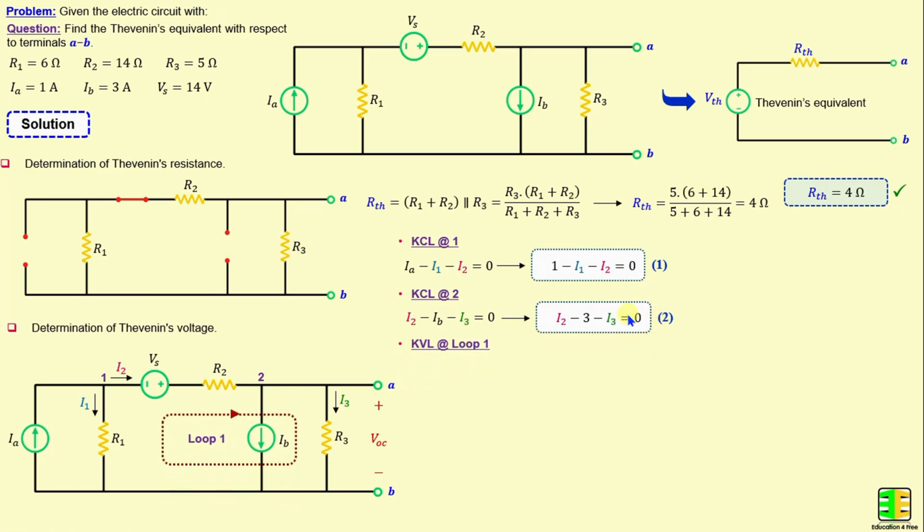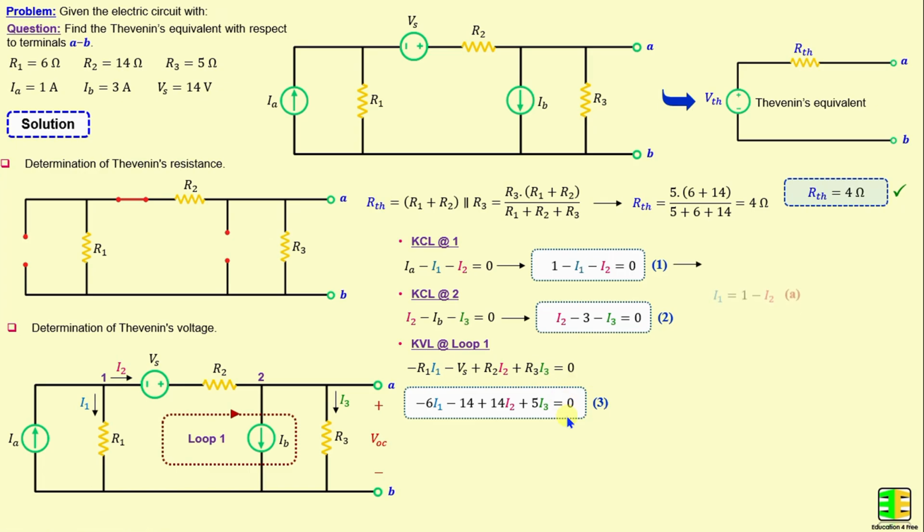Now, by applying Kirchhoff's voltage law at loop 1, we can write negative R1 times I1 minus Vs plus R2 times I2 plus R3 times I3 is equal to 0. And if we replace the resistors and the voltage with their numerical values, we obtain negative 6 times I1 minus 14 plus 14 times I2 plus 5 times I3 is equal to 0.